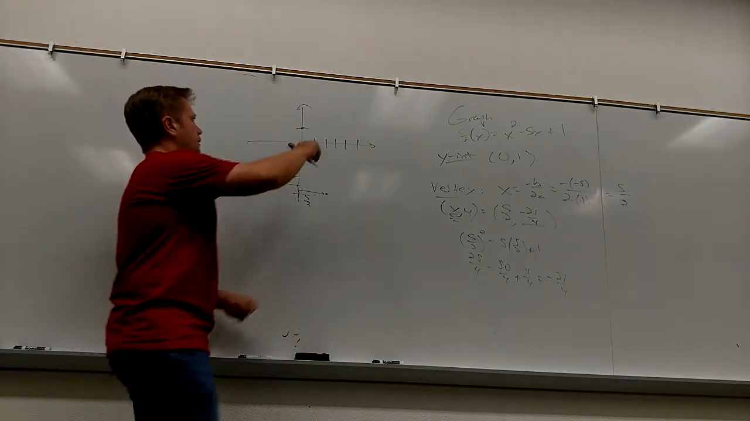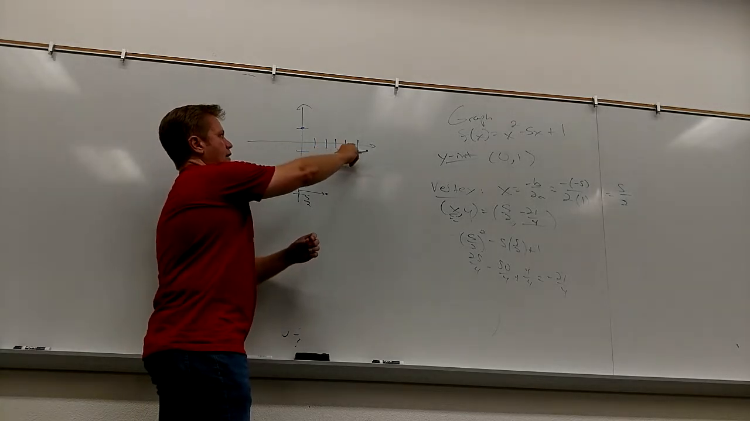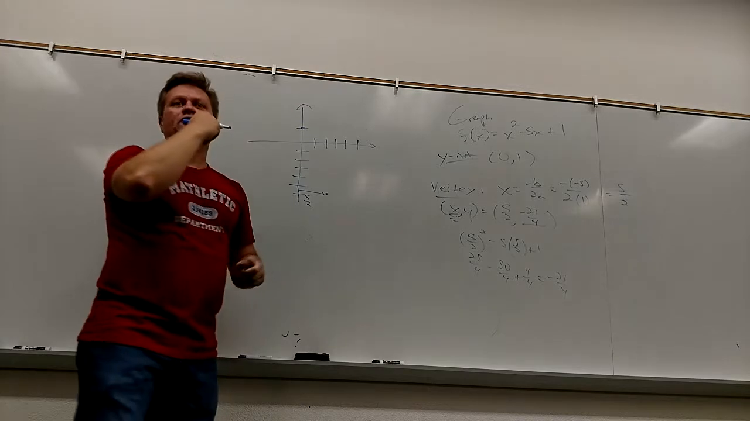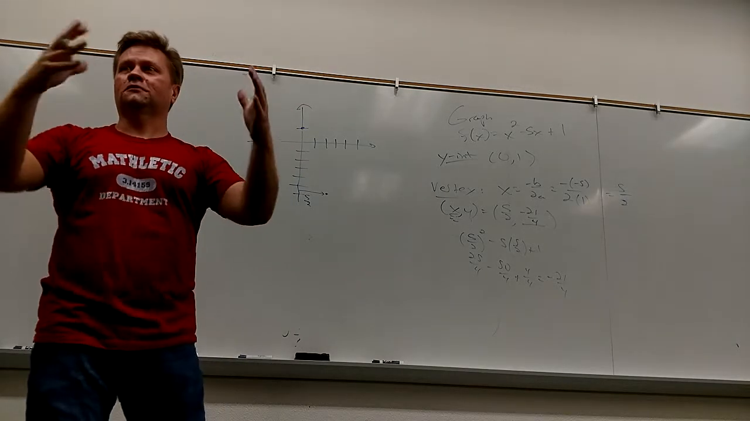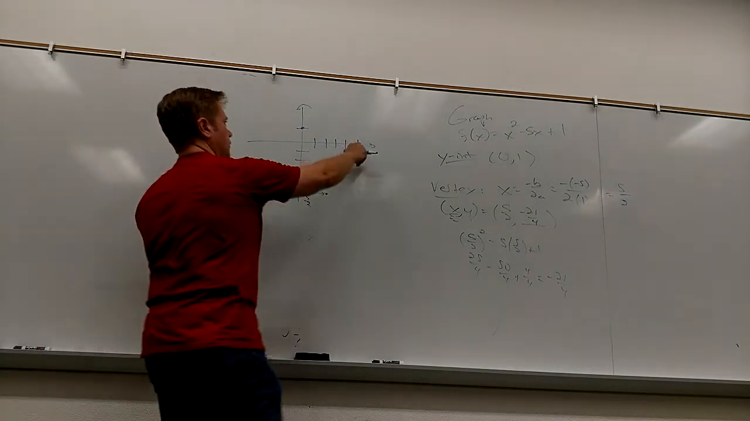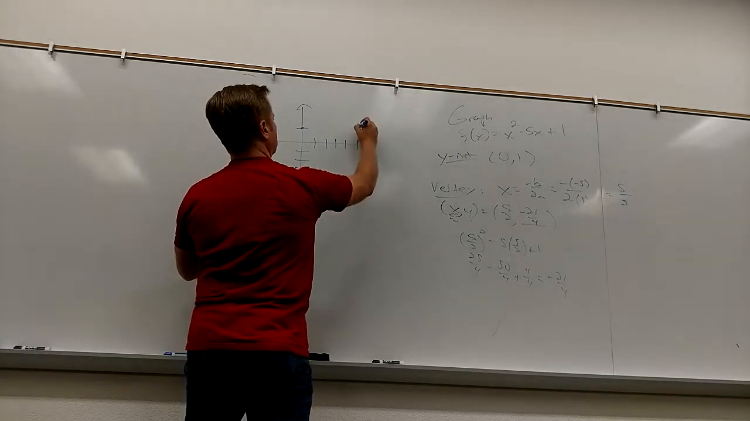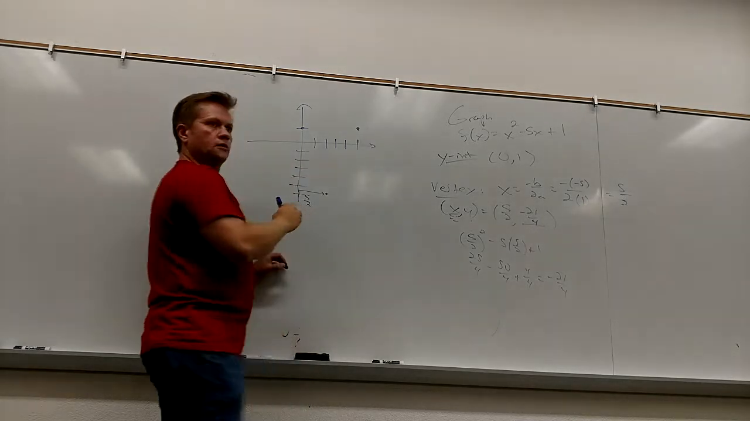All right. So what's 5 halves up from 5 halves? Half of 5 plus half of 5 is a whole 5. Good. So at 5, it's going to have a point right here. Yeah, you can do it, John. There you go. So then there's my parabola.